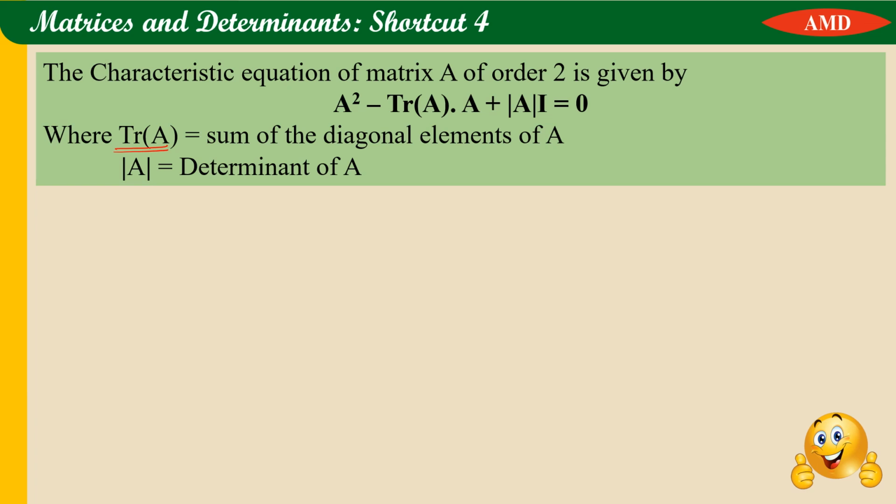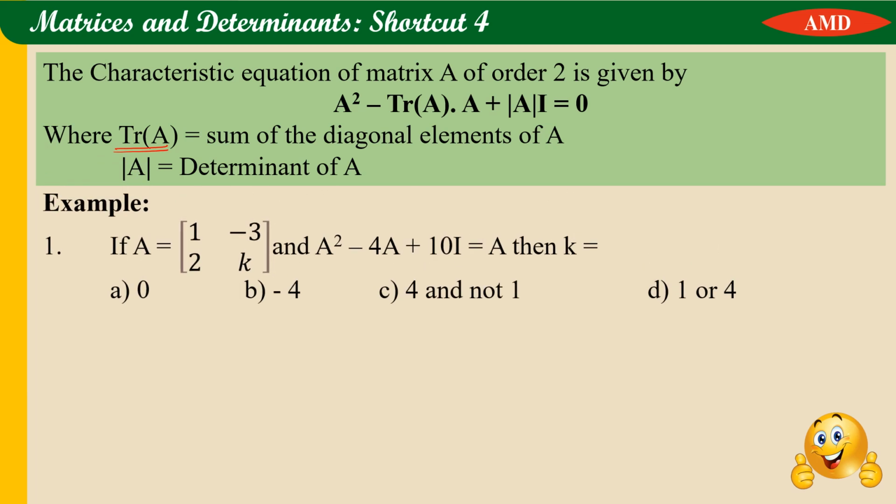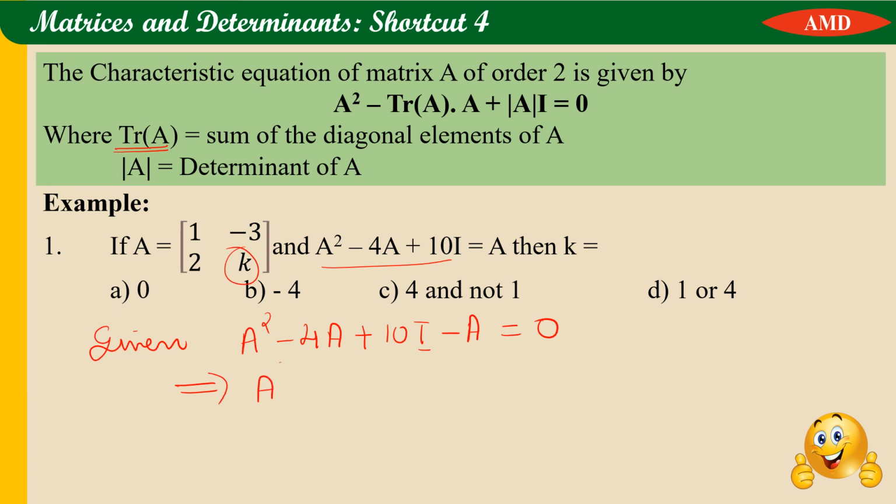To understand this shortcut and to know the application of it, let's try one question. Here the matrix A is given as 1 minus 3, 2, k, where k is the unknown which we are supposed to find out. Of course, we are given another equation here. So let's take down the given data. It says A square minus 4A plus 10I minus A equal to 0. Simplifying this equation, we get A square minus 5A plus 10I is equal to 0.